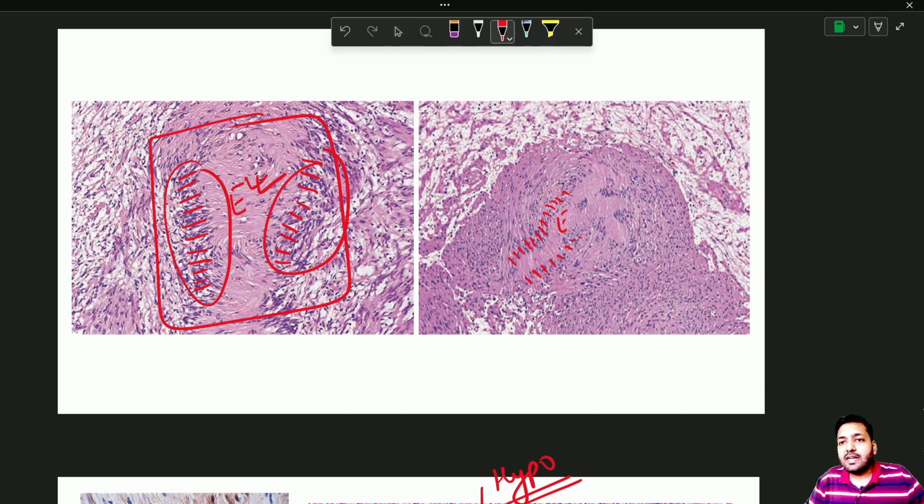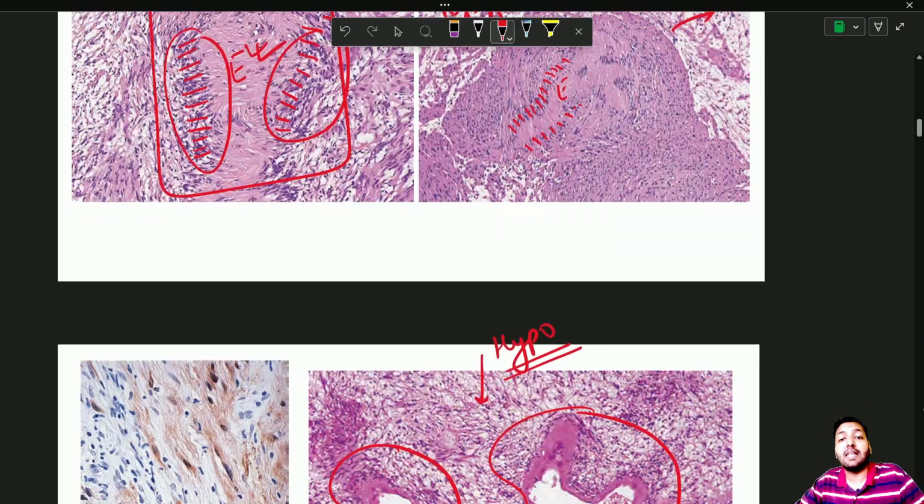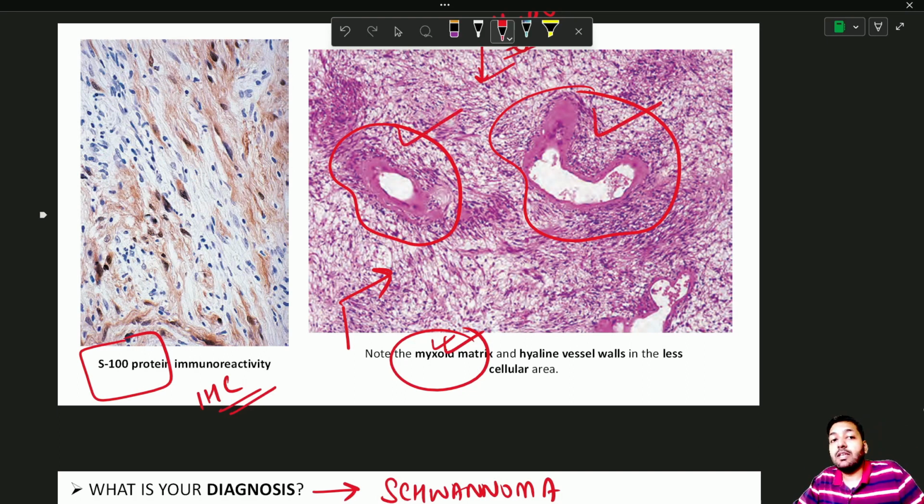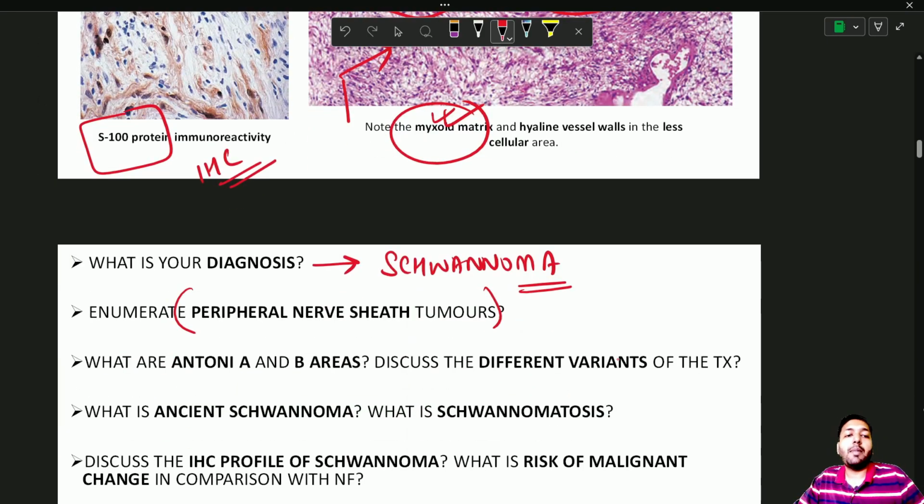Now, if you see outside this area, this is a hypocellular area. This hypocellular area is also composed of the same Schwann cells, but the population of Schwann cells is less. Along with that, the matrix, the background, if you see, is myxoid in nature. And the blood vessels are thick-walled, hyalinized blood vessels, as we can appreciate over here, okay. This is the Antoni B area. So this is all about the basic histopathology of schwannoma, okay.